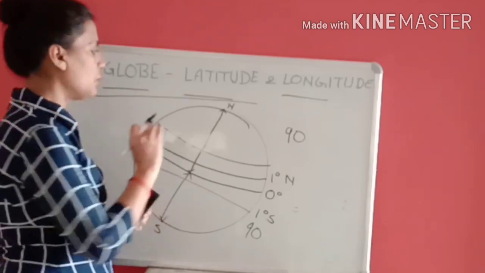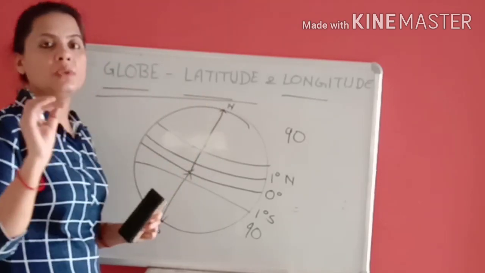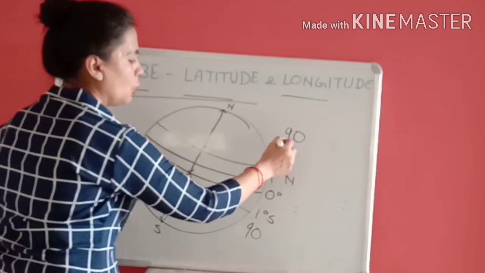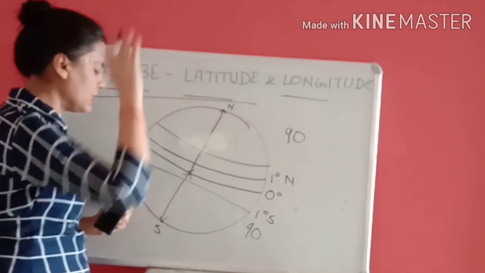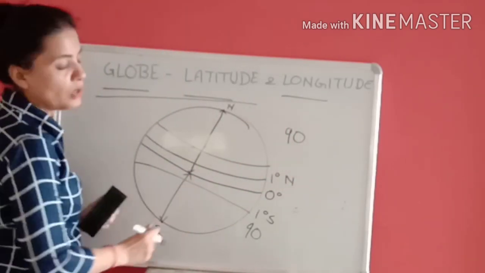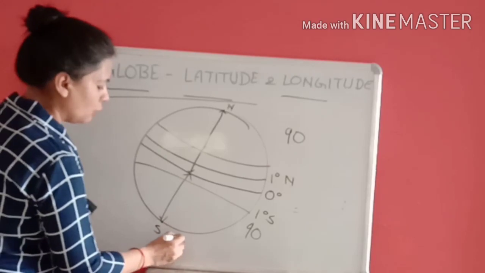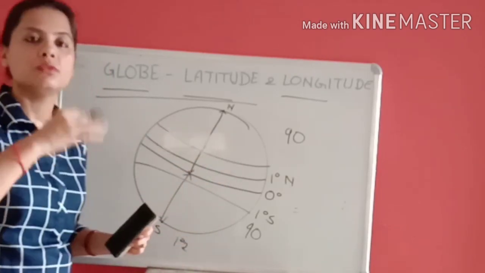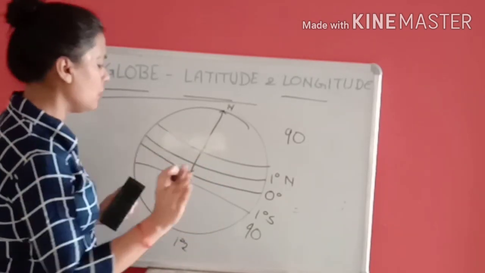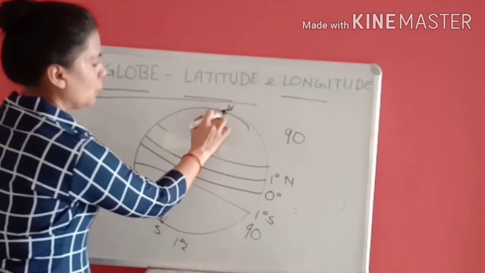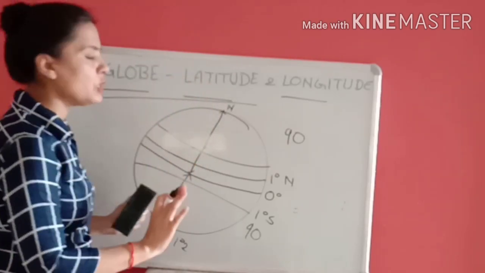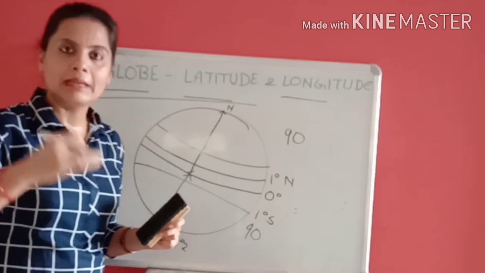The latitude found in the northern hemisphere, we always write north, like 1 degree north, 2 degree north, 3 degree north, and so on. And if it is found in the southern hemisphere, then 1 degree south, 2 degree south, 3 degree south, and so on. As we move from the equator towards the pole, the size of the latitude decreases.